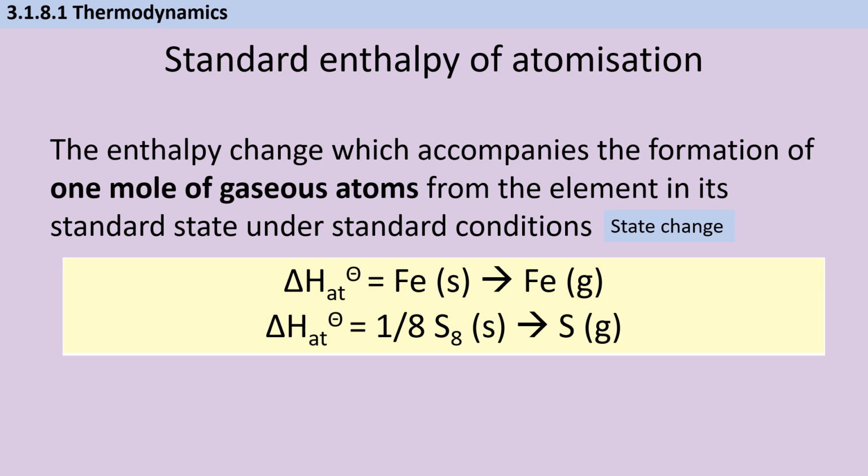And this is where people start to get a little bit confused, because you need to remember that atomization will make 1 mole of gaseous atoms. It doesn't matter how many moles of molecules we start with. So in order to make 1 mole of gaseous atoms, you're going to start with half a mole or a quarter of a mole or an eighth of a mole of the molecule.